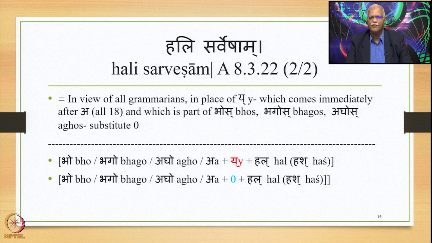So this can be put in the form of an equation like this: Bho, Bhago, Agho or a plus ya plus hal. In this case, we refer to only hash because that is part of the pratyahara ash as well, which is the condition for the ya substitute to occur in the first place. So now when we have bho slash bhago slash agho slash a plus ya plus hal, the output generated by this particular sutra in such a condition is bho slash bhago slash agho slash a plus 0 plus hal, that is hash.